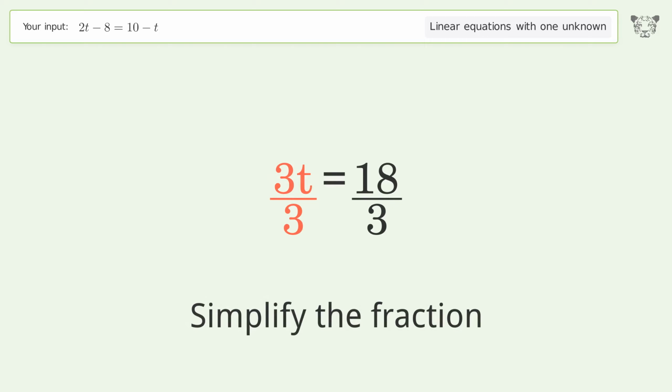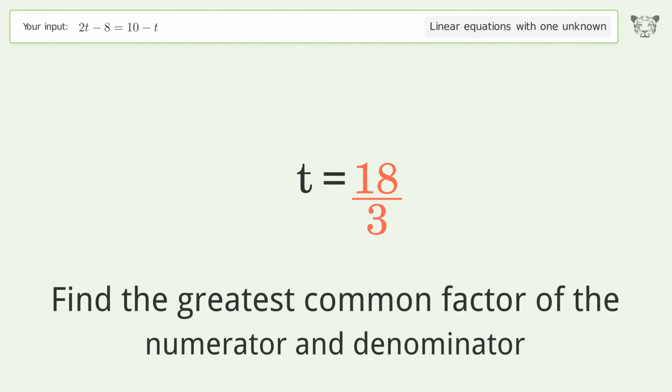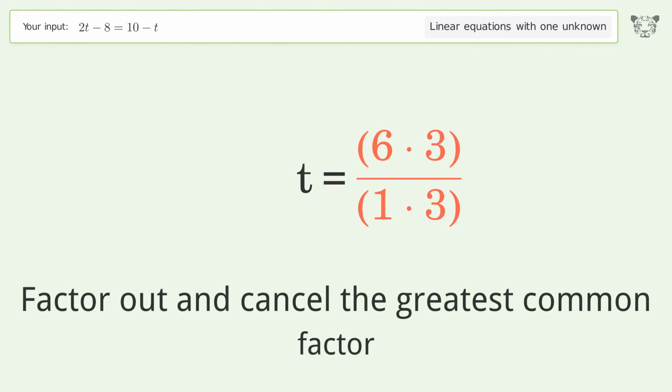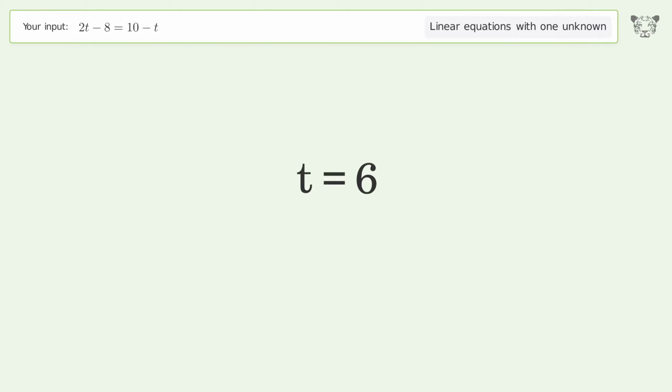Simplify the fraction. Find the greatest common factor of the numerator and denominator. Factor out and cancel the greatest common factor. And so the final result is t equals 6.